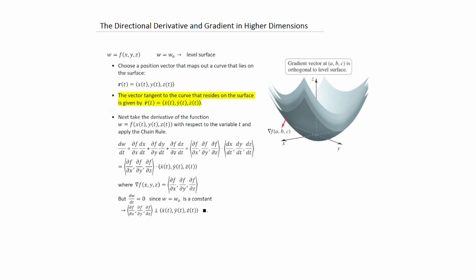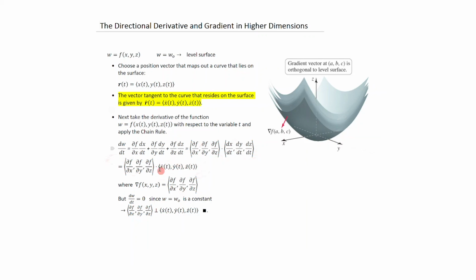The next thing to do is to take the derivative of the function w with respect to the variable t, and apply the chain rule. So that's what I've done here, dw/dt, just spelled out. But here now, we basically apply the same trick. We can see that this whole thing is a scalar, but it can also be written as the dot product of 2 different vectors. So the first vector would be this, and the second vector would be this. But this is the gradient vector, and this is the tangent vector.